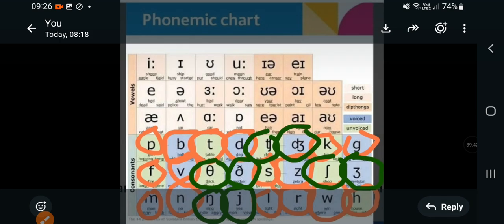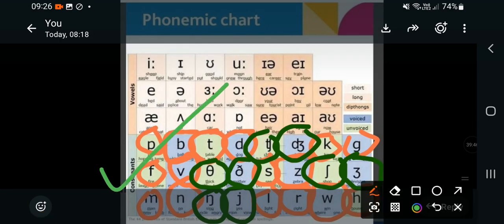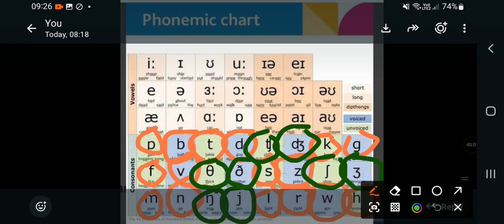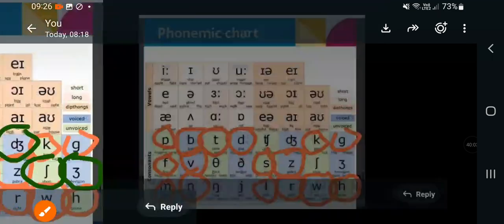At last, let me show you other slides. Today we have discussed these consonants. All green are new symbols, all orange are old letters which have been accepted. So this is what we have learned today.